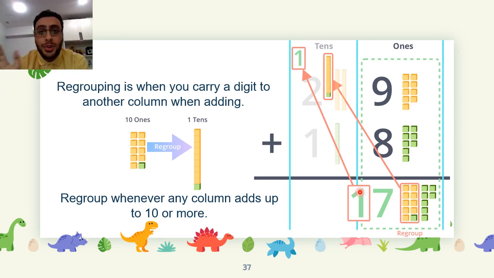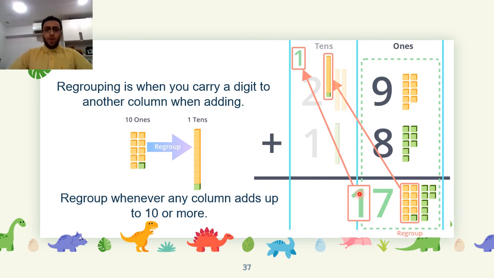I hope you understood today's lesson. Today, we learned how to add 2-digit plus 2-digit numbers. And we also learned how to regroup numbers, like this example.